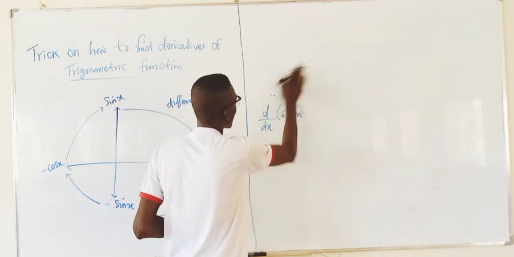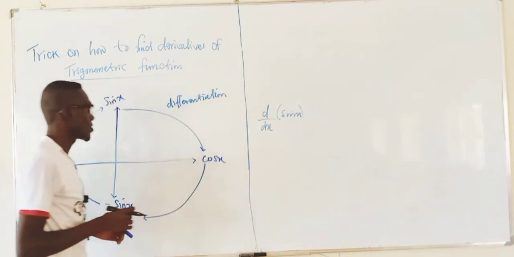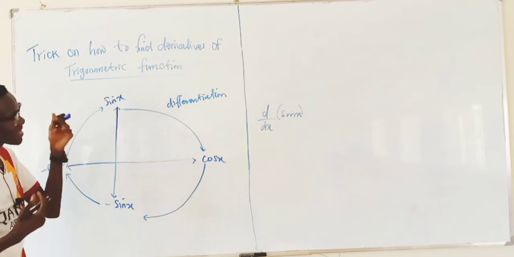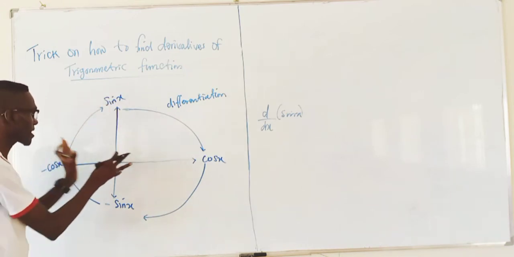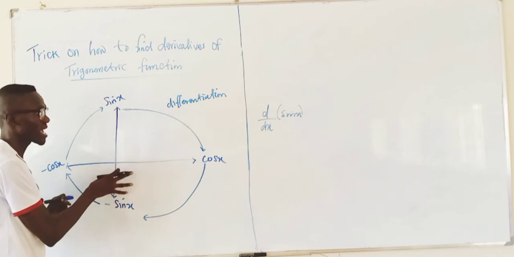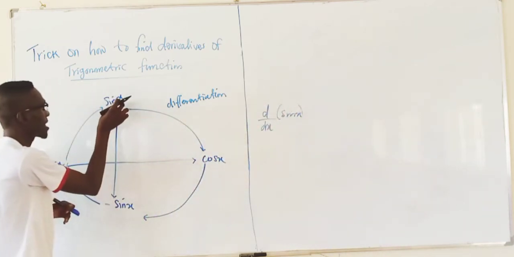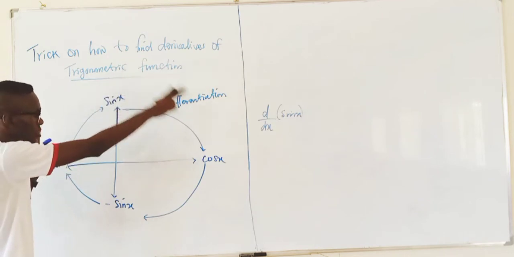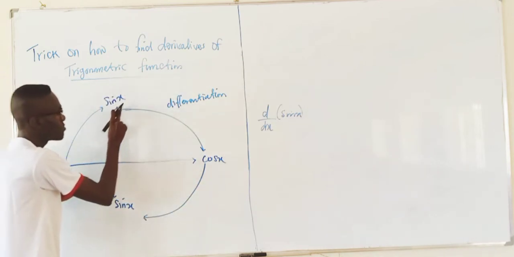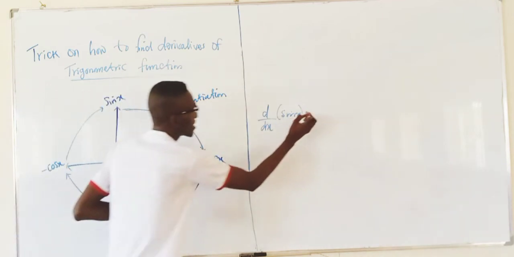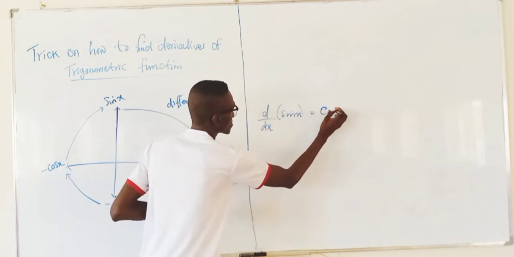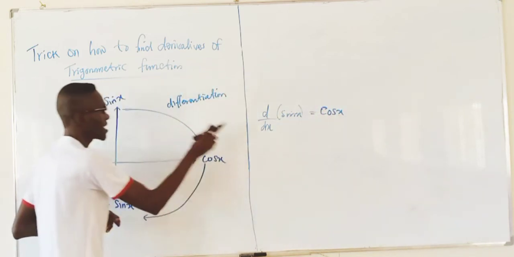So now let's just come back to our trick. Like I said, it's just a trick. So when you are given, like, what is the derivative of sine x, just after drawing this, come straight to the diagram. If they say derivative of sine x, come straight to sine x. Remember, since it's derivative, you are going clockwise. So if you move once, you have cos x. That means the derivative of sine x is what?